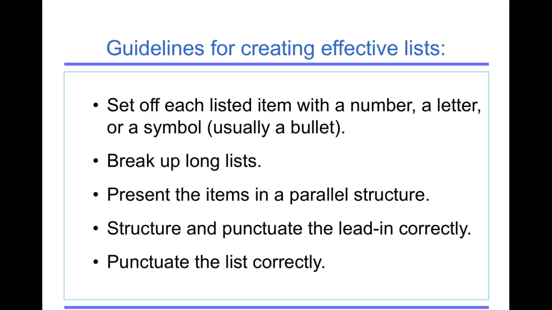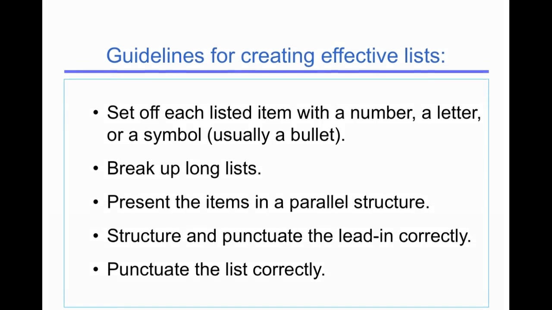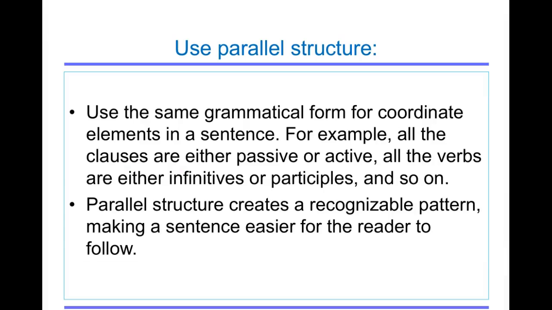If you've got a complete sentence, then make sure you use a period at the end of your list. Use parallel structure. Well, I just gave you some examples of that, but you want to use the same grammatical form throughout the list. All of the clauses either have to be passive or active. The verbs either have to be infinitives or participles or so on. So you either use to get, to do, or you just use get and do.